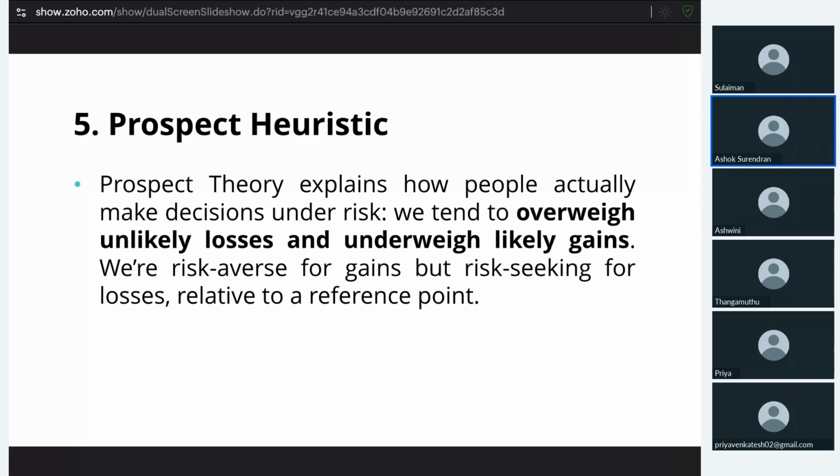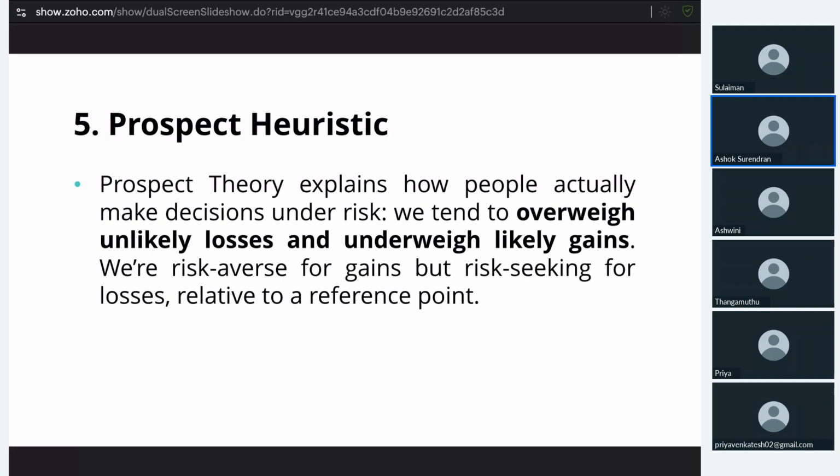Here, we overweigh the unlikely loss. The unlikely loss is just 700 rupees. We feel we have missed out on it, so we give over value to it. And the likely gain is what is on the table, the 500 rupees profit today, which we underweigh. You may even lose that also.